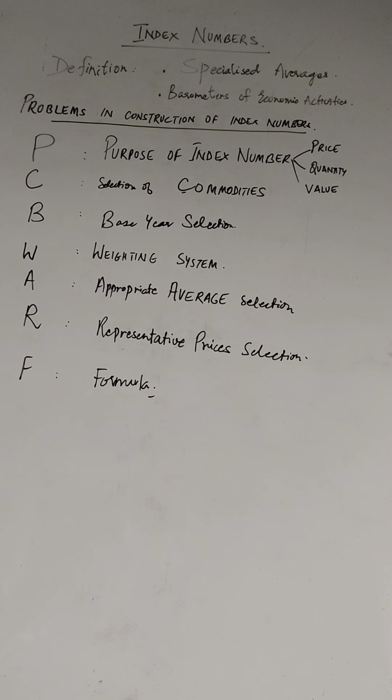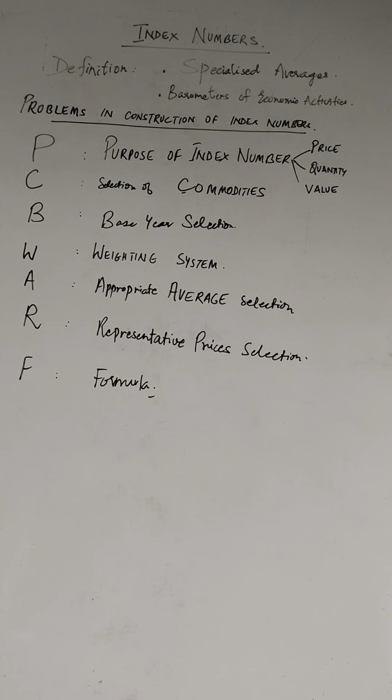So after the purpose of index numbers, we come to the selection of commodities. What are the commodities that you're going to select? Depending upon the purpose of the index number, we select commodities. All commodities are not included in the construction of an index number. Only a sample of commodities is considered. And when we are selecting commodities, we have to take the following points into consideration.